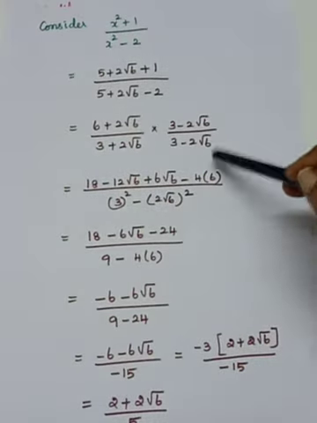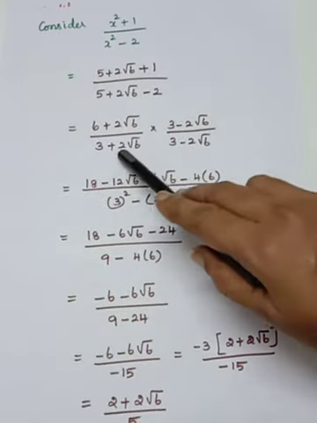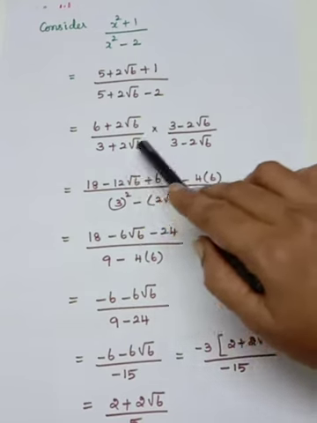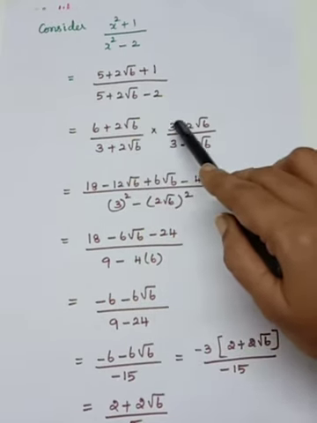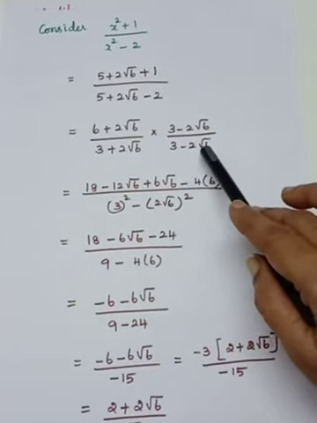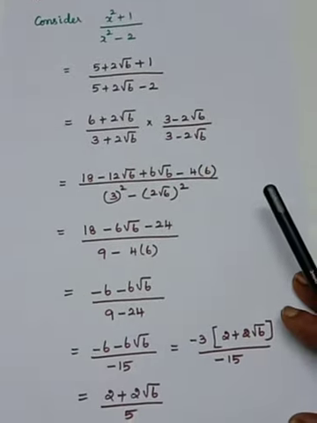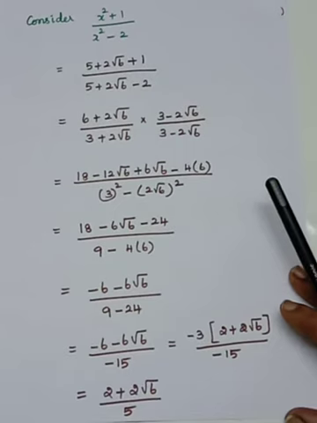Multiply and divide by the conjugate. Okay, so what is the conjugate of the denominator? We are rationalizing the denominator. So 3 minus 2 root 6 divided by 3 minus 2 root 6. First you simplify the denominator. It is in the form of a plus b into a minus b.